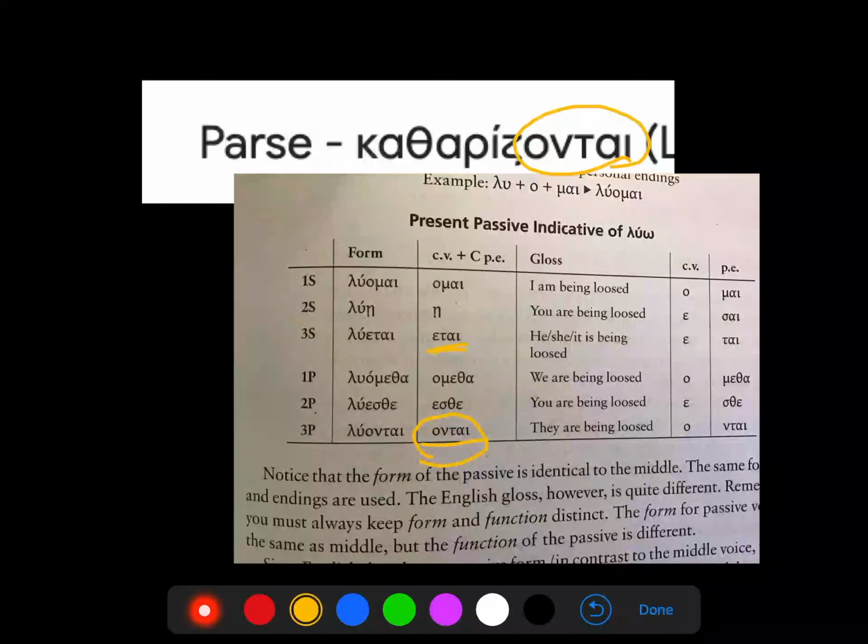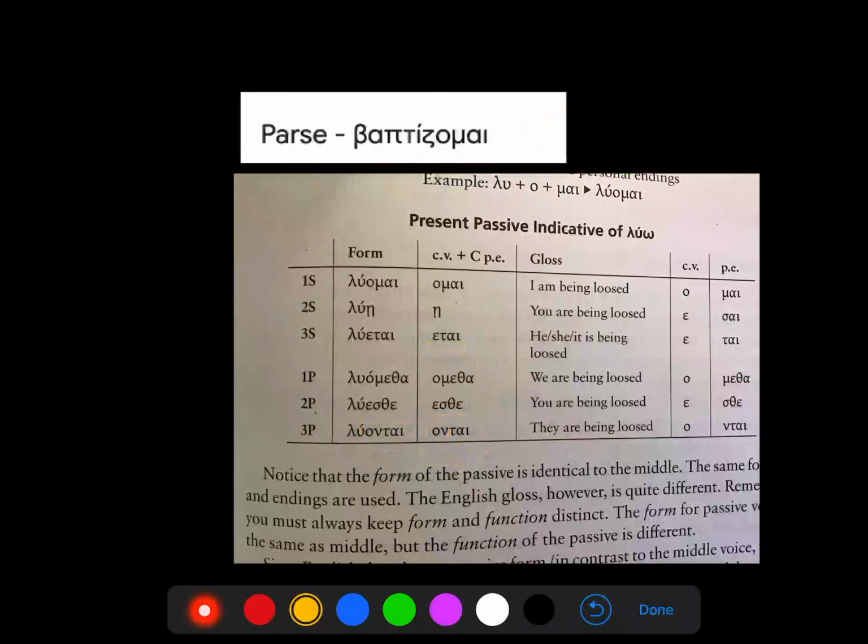I remember that by recognizing that, well, here we have what? Two letters. The epsilon, we have one letter. So the ontai is plural because it's a longer ending. That's my silly way to remember the difference between etai and ontai. But if that works for you, that's great. If not, you can figure out another silly way to remember them. Often the sillier, the better. Okay, next one.